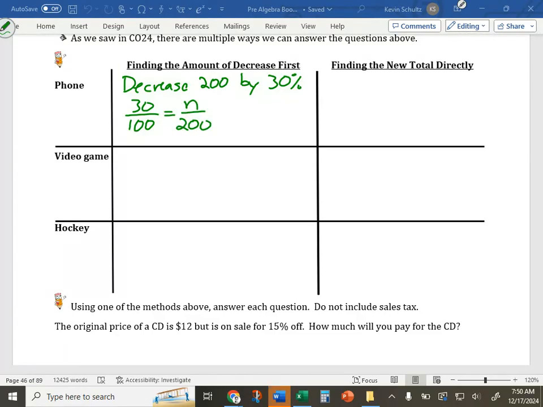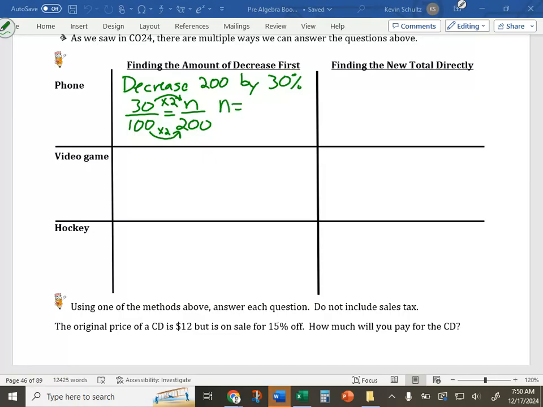Exactly the same setup as we did in CO24, because we start the same way. We want to figure out what this amount is. This one's got a nice little scale factor, doesn't it? Right? 100 times 2 is 200. So 30 times 2, n will equal 60.